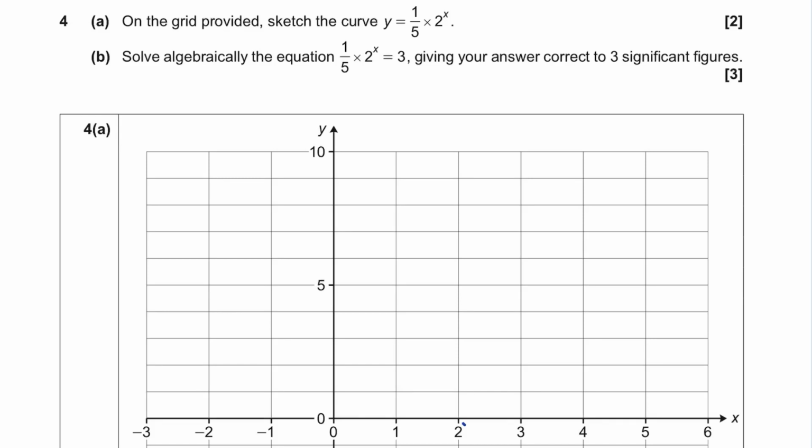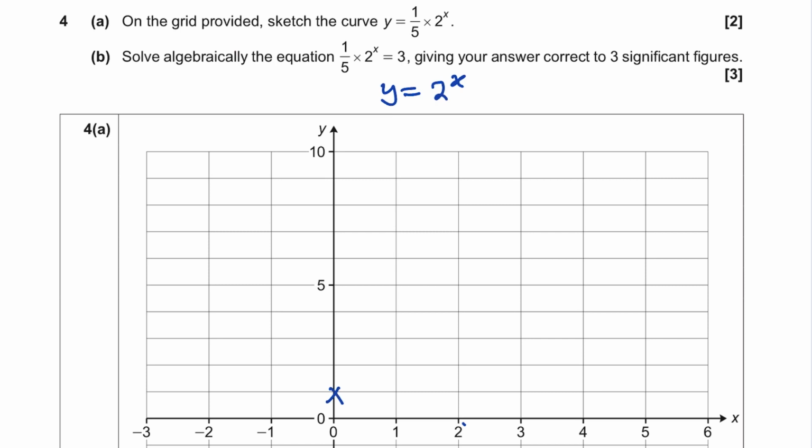The next question is about curve sketching. So part A wants us to sketch y equals a fifth times 2 to the x. Let's start by sketching y equals 2 to the x. So when x is 0, 2 to the 0 is 1. So our y value will be 1.